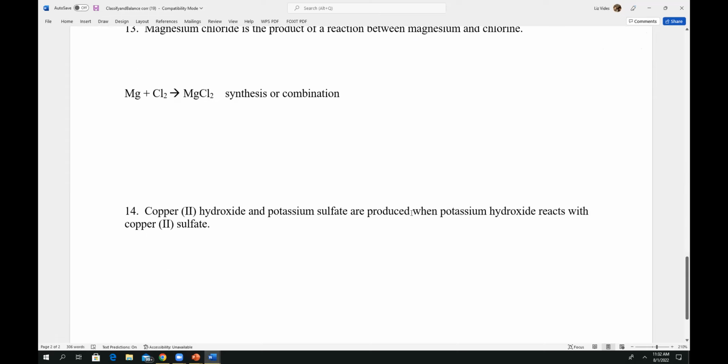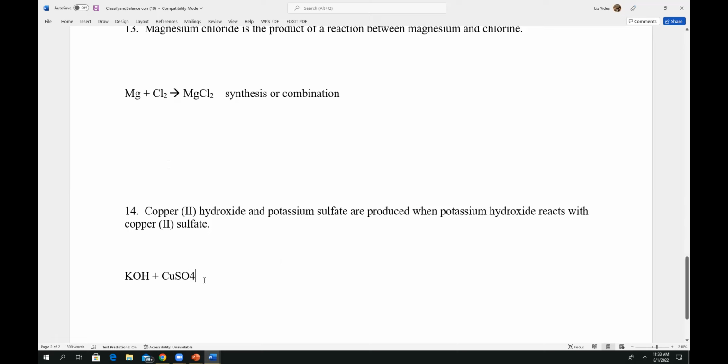Notice here again, these are the products. These are the reactants: potassium hydroxide and copper 2 sulfate. Because you know how to name things, you should be able to put these together. So potassium hydroxide is K and OH. Potassium and hydroxide together. And then you got copper 2 sulfate. So copper 2 sulfate is CuSO4.